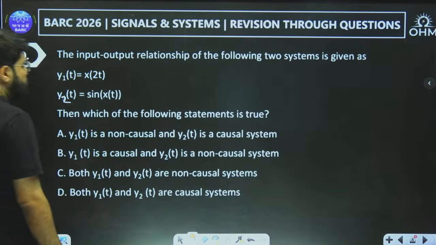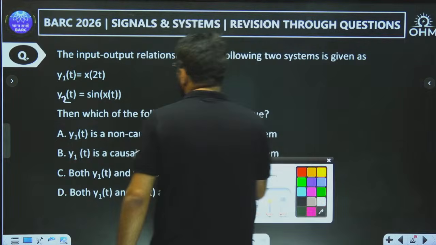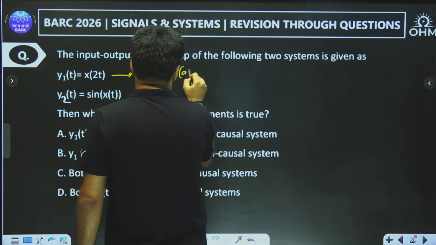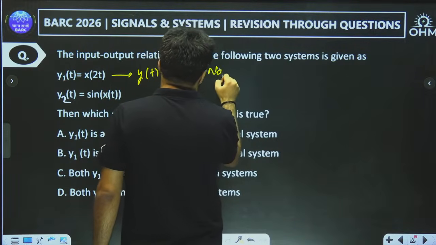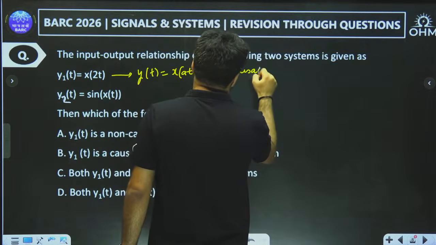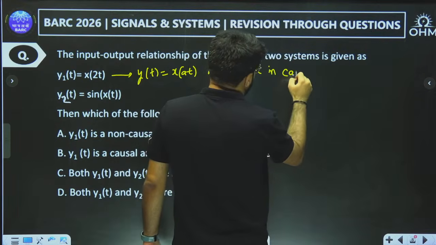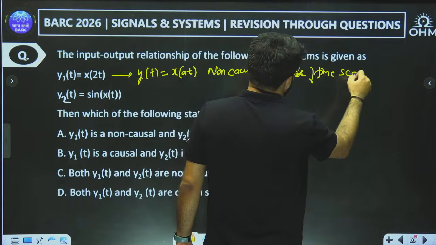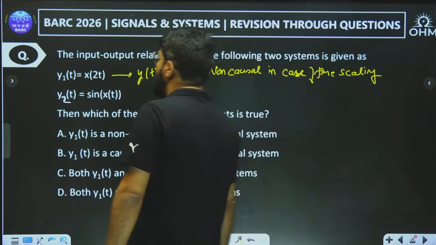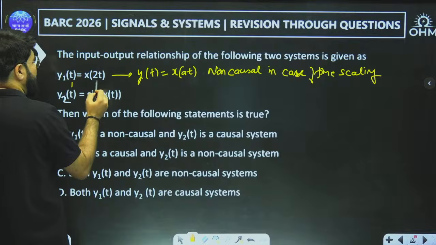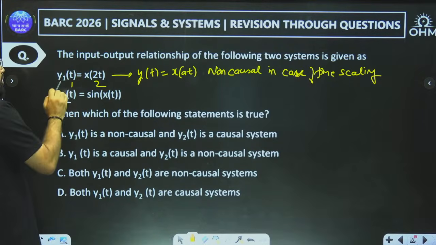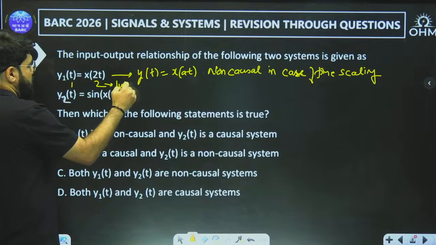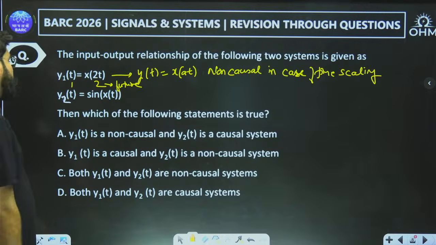Okay, now x of 2t is time scaling. Any type of time scaling, x of at, is non-causal. It is always non-causal in case of time scaling, whether it is expansion or compression, anything. You can directly also see here, if you put t equal to 1, you get x of 2. Output at 1 depends on input at 2, the future. So non-causal. The first one is non-causal.